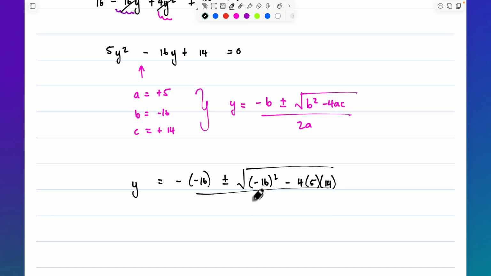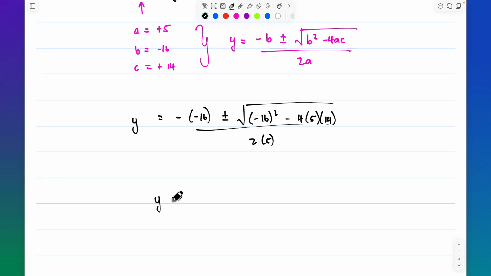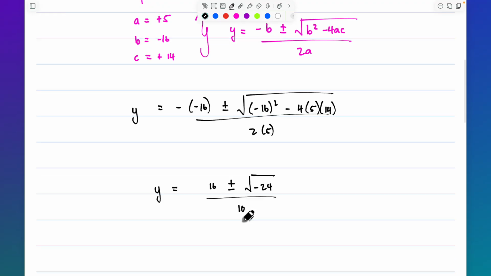All right, that's all over 2 times a value, which is 5. Okay, so let's simplify this. This is y is equal to positive 16, because a negative and a negative gives you a positive, plus or minus the square root of. So I'm going to take this expression and put it into my calculator, right? So we have 16 squared minus 4 times 5 times 14, which gives us the square root of negative 24, divided by 2 times 5, which gives you 10.